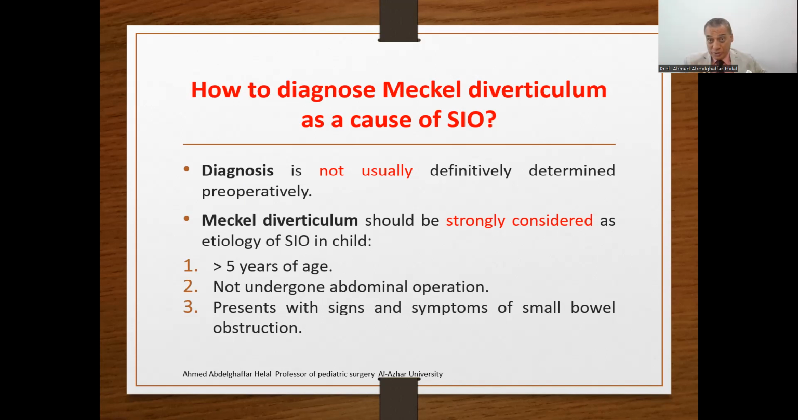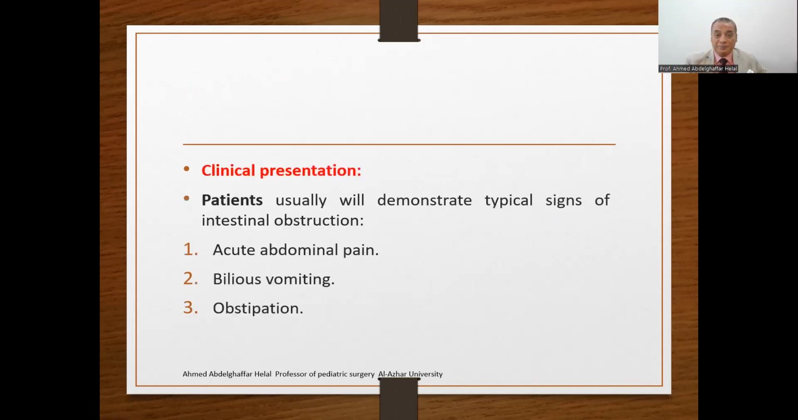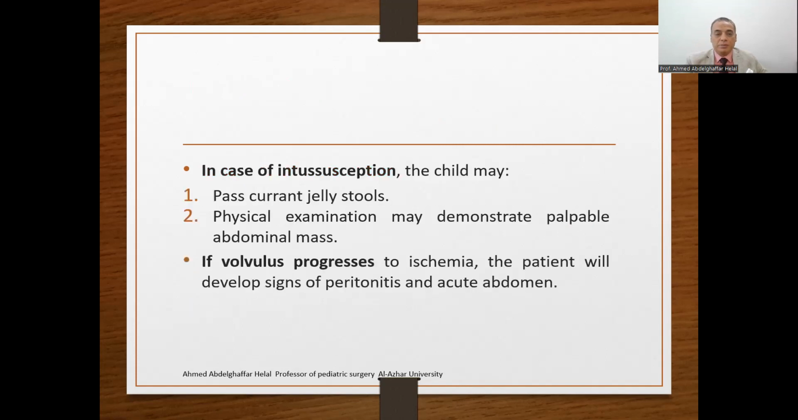So the pediatric surgeon should suspect Meckel as the cause of obstruction in any child more than 5 years, not undergone previous abdominal surgery, there is no adhesion, no band, presenting with signs and symptoms of the small bowel obstruction. The clinical presentation will be the same. Typical signs of intestinal obstruction, any obstruction: acute abdominal pain, bilious vomiting, obstipation.